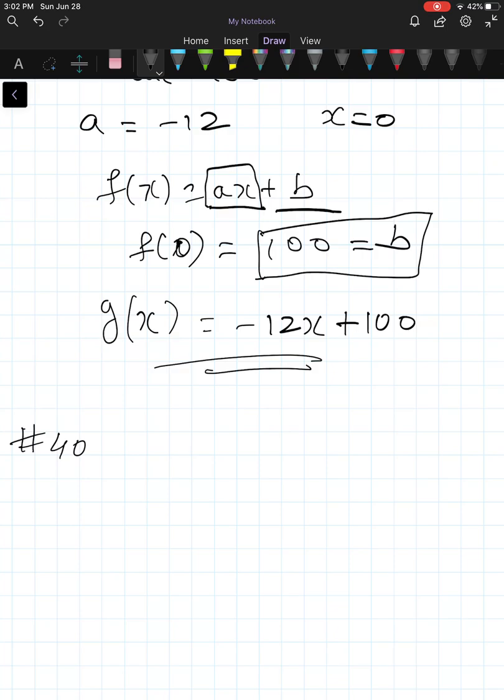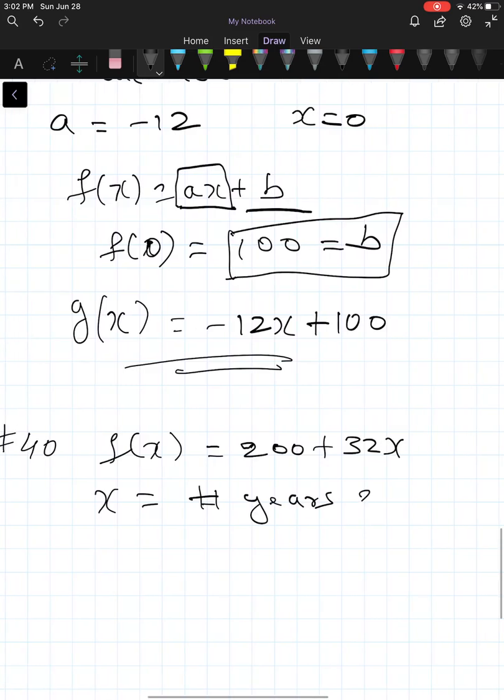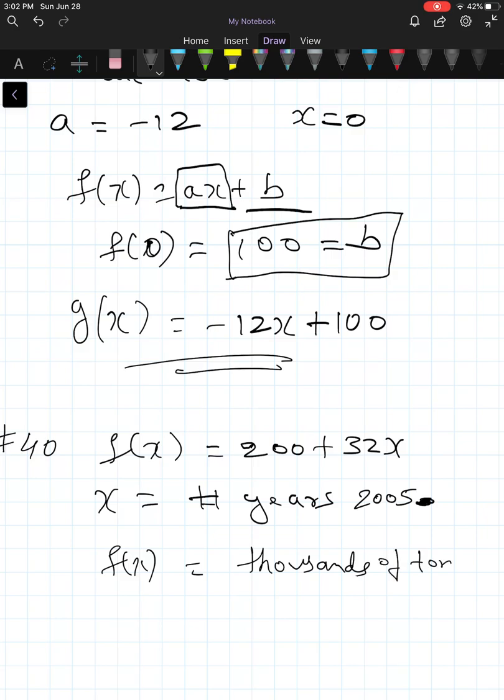The amount of copper ore produced from a copper mine in Arizona is modeled by the function f of x is equal to 200 plus 32x, where x is the number of years since 2005, and f of x is measured in thousands of tons. Okay, so what are we asked to find?